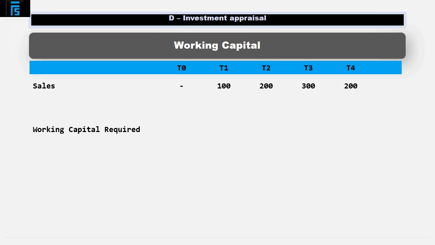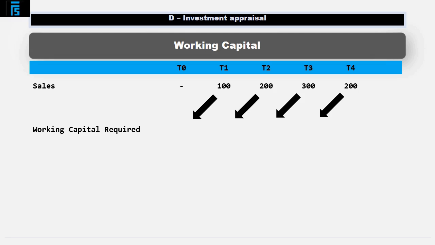Remember, we have sales of 100 at T1 as a simplifying assumption because we assume that cash flows that arise over a year arise at the end of that year. So we take 10% of sales for the year and note that down as needing to be in place for the start of that year as follows.